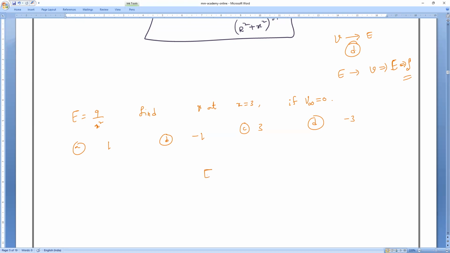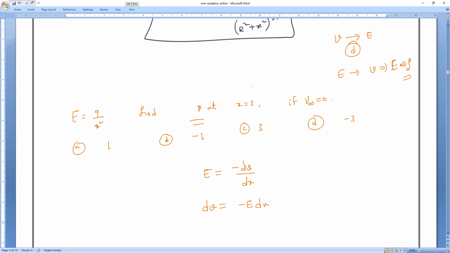So we all know that E is equal to what, everybody? Please respond. E is equal to minus dV divided by dx. Am I right, everyone? So now we want dV. So we have to find V. So V means dV. So dV is equal to minus E dx. Will you all agree with me, everybody?